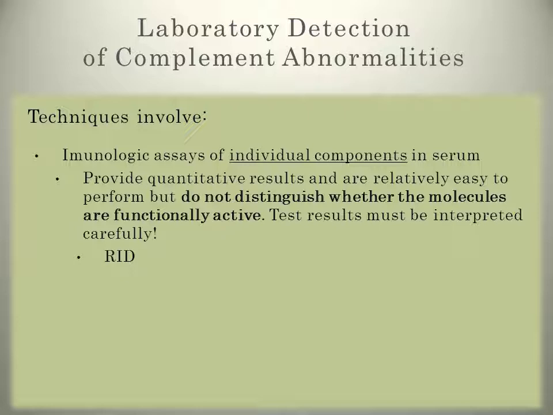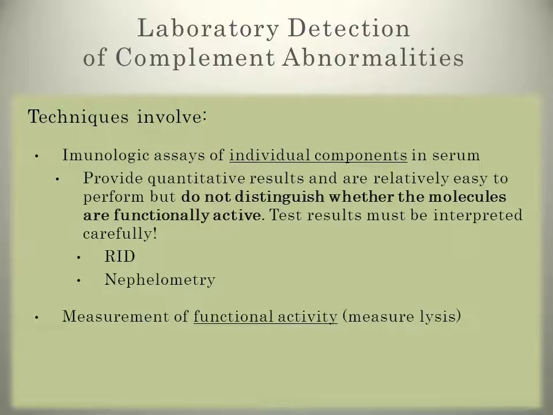So a couple of the methods include radial immunodiffusion and nephelometry. The other category of lab assays are assays that measure functional activity. And usually when running these, the end result is you're looking at lysis in the test system. Because remember, when complement goes to completion, we're going to have lysis of cells. And so in these systems, usually we use red cells in order to provide observable hemolysis.